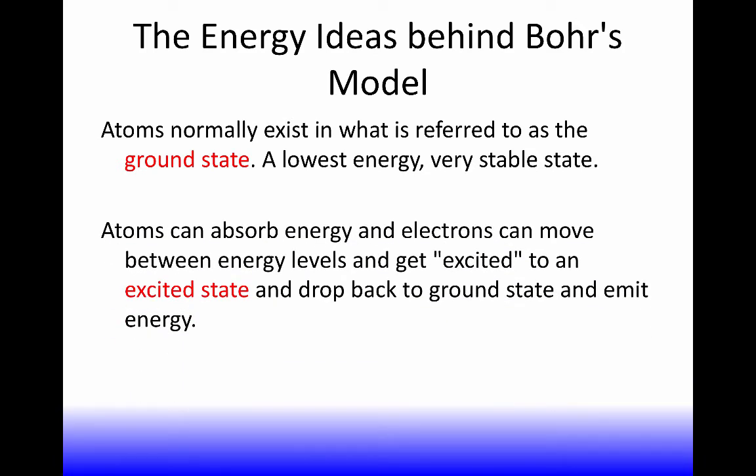Atoms can absorb energy, and electrons can move between energy levels to get excited, so move to an excited state. And when they drop back down to ground state, they emit energy. The key thing is the energy changes are quantized. This means only certain transitions are allowed, and the transitions for every single atom are different. They're different distances apart in terms of energy, so you will end up with a unique fingerprint of emission spectra for every single atom.